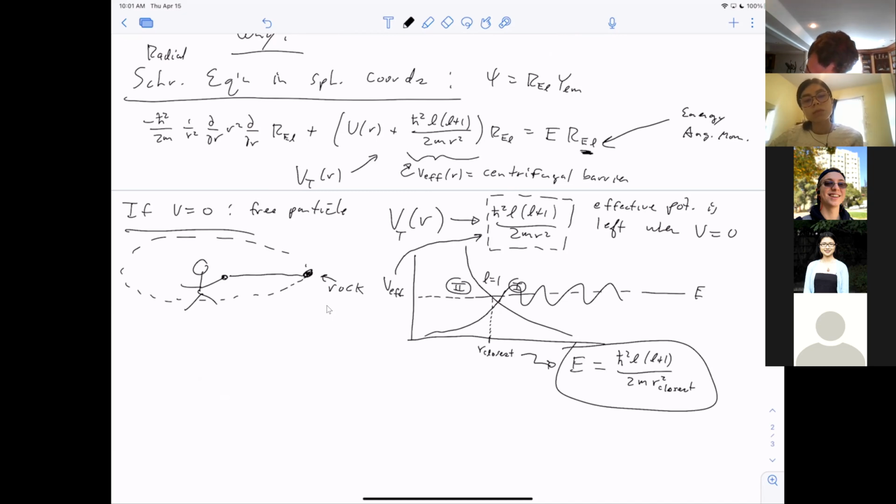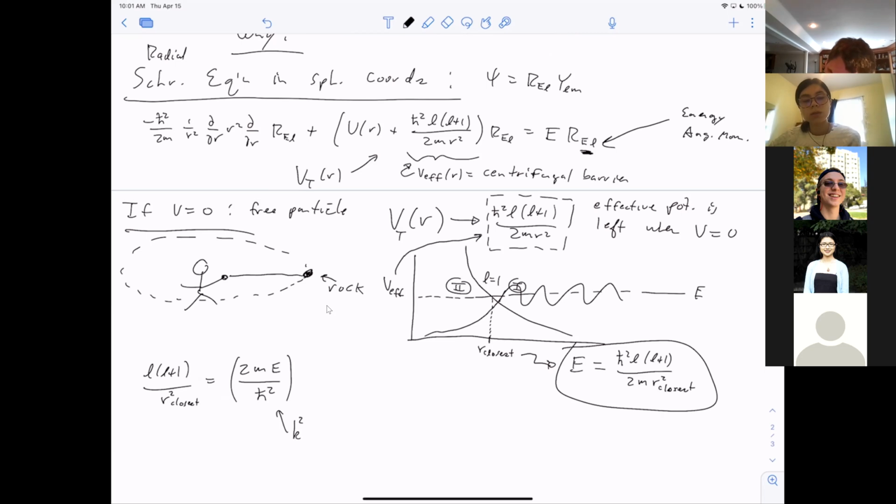Notice that L times L plus 1 over r closest squared is equal to 2mE over h bar squared. I'm solving this equation. What is this? It's our little friend. What is this expression that the arrow's pointing at? You've seen it. K squared. Yeah, that's right.